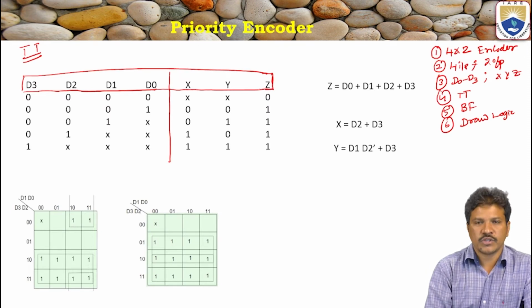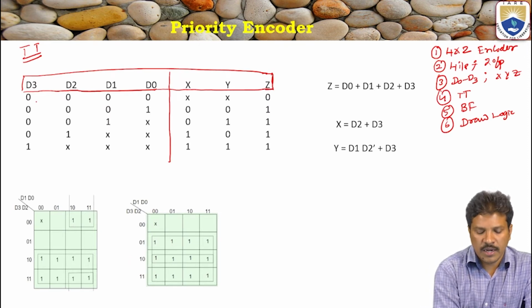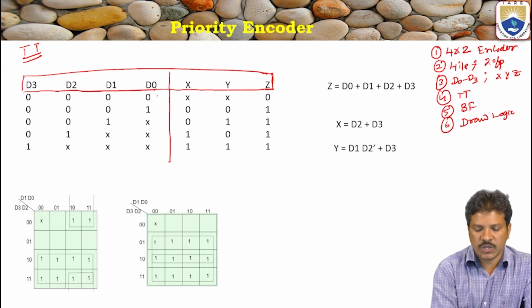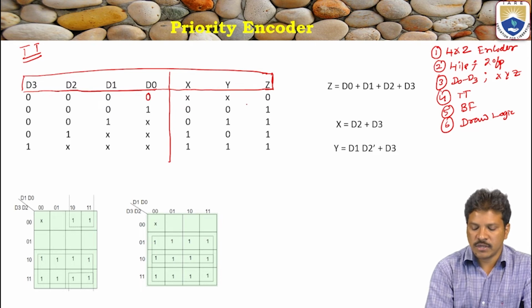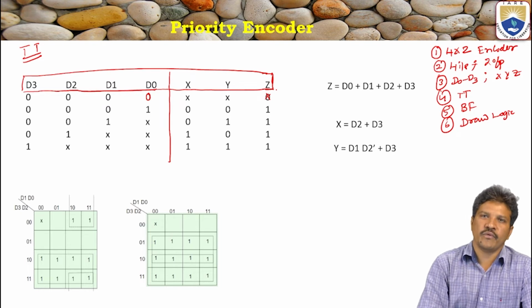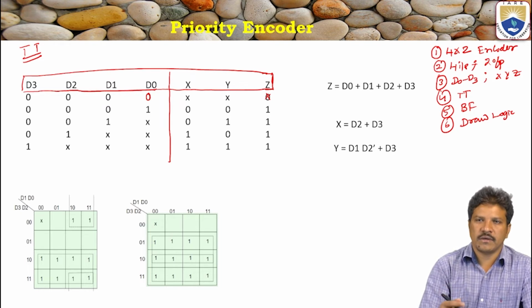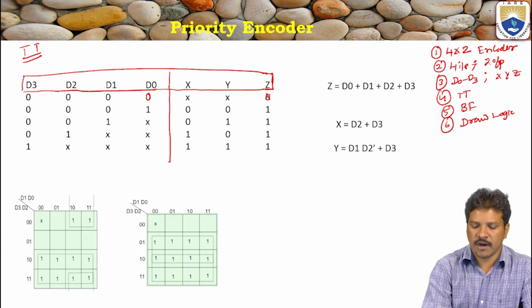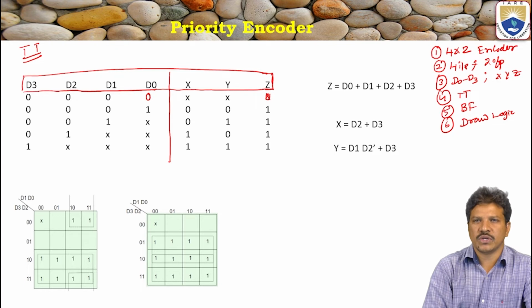Now see that when D3 is 0, D2 is 0, D1 is 0, D0 is 0, when all are zeros, whatever X, Y, Z may be, irrespective of that, it gives all zeros. Its corresponding output is a don't care with the zeros.